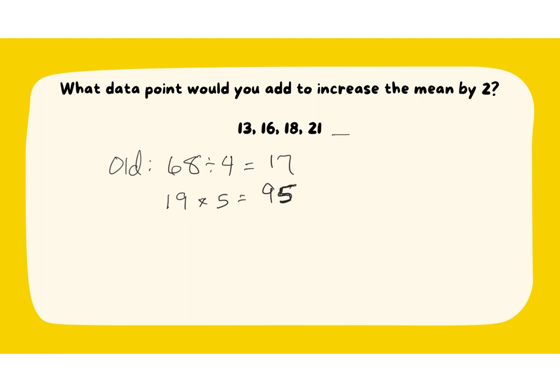All right, I already have 68, so I'm going to subtract that off. And that's going to give me a total of 27. So the point I would have to add to my data would be 27. That would give me a mean that increases by 2.